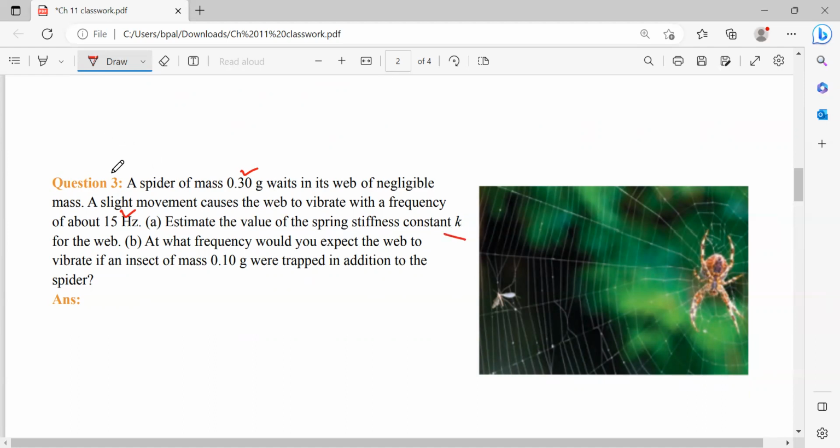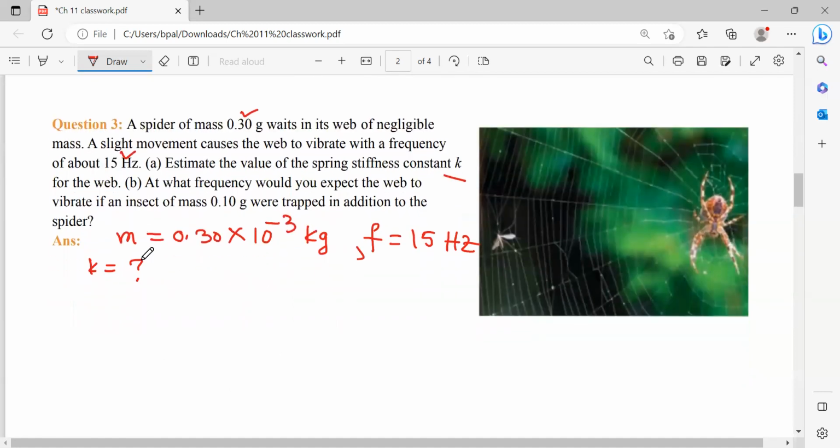So we are given m equal to 0.30 gram. You need to convert it into kilogram. So gram to kilogram is this one, and then the frequency is given as 15 hertz. All right, we have to calculate k. What is k?